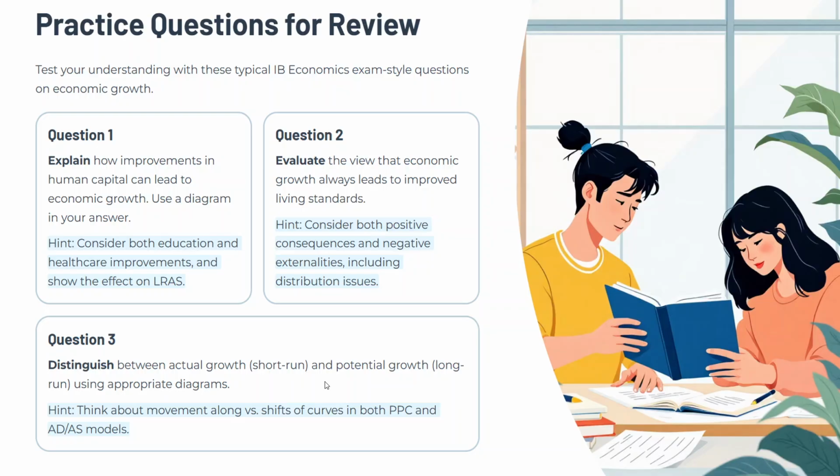Question 3. Distinguish between actual growth, short run, and potential growth, long run, using appropriate diagrams. Here, think about movement along versus shifts of curves in both PPC and ADAS models.